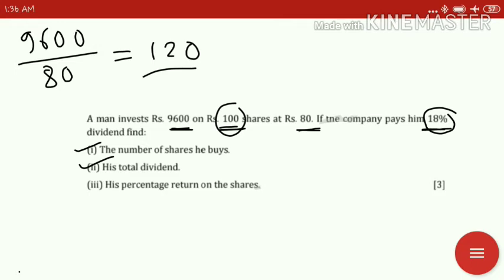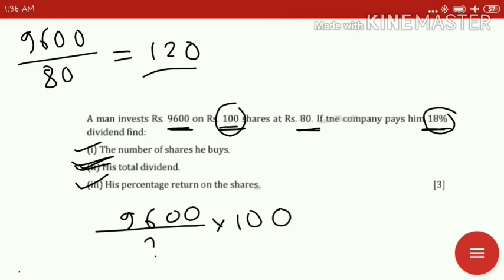And his percentage return, you know the formula. The return percentage means the investment, how much he has invested, 9600, divided into the dividend you calculated in part 2, then multiplied by 100. Then you can easily get the percent return on the shares. So this is a very straightforward question given in 2012. I hope you can do the solution of it.